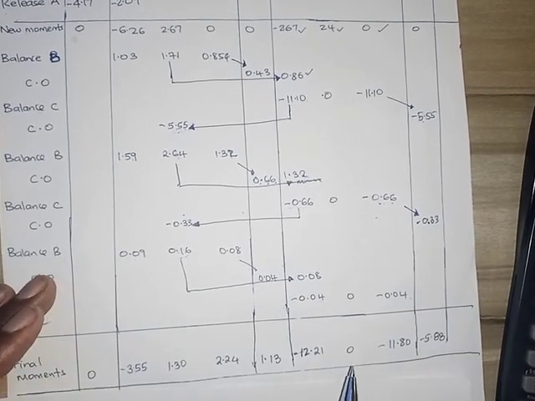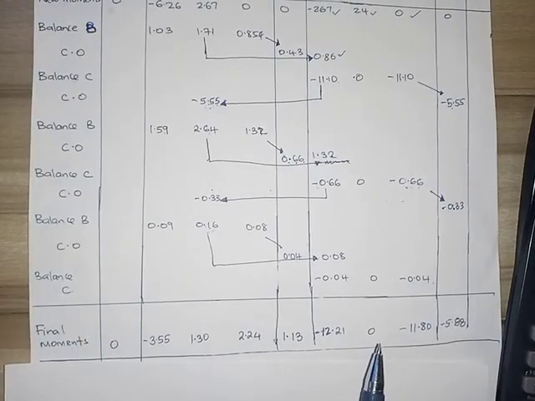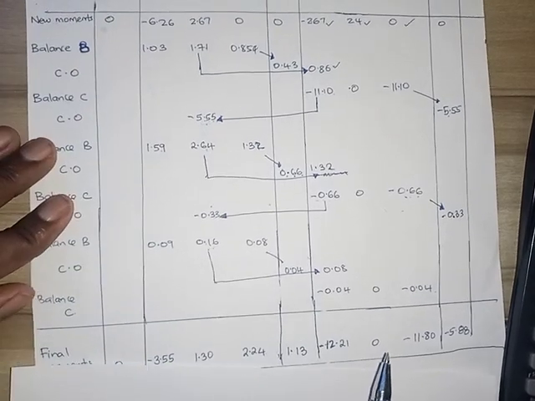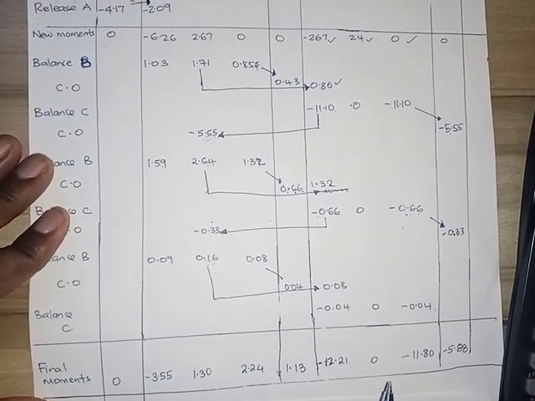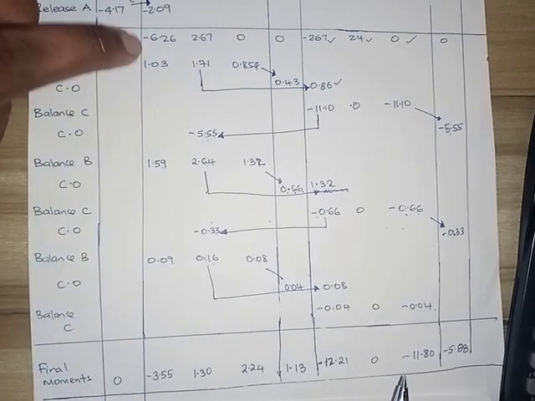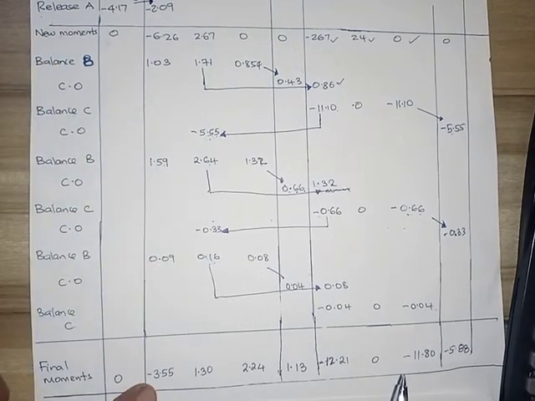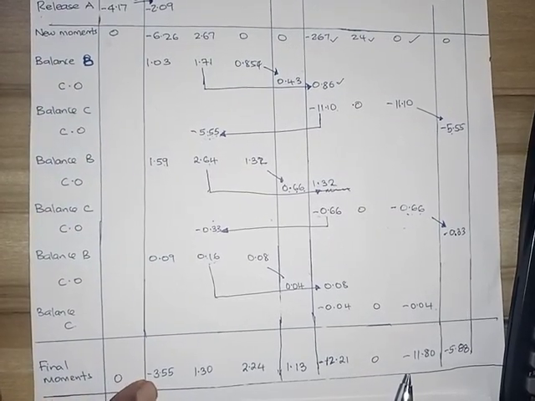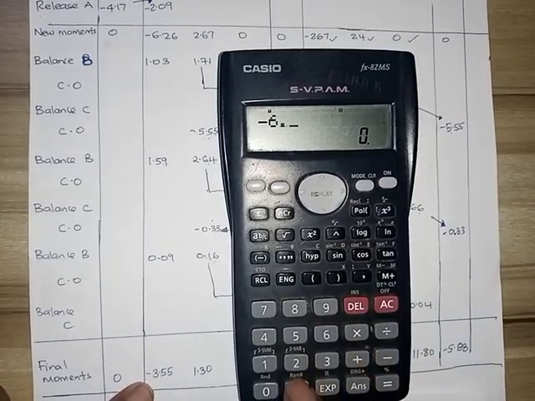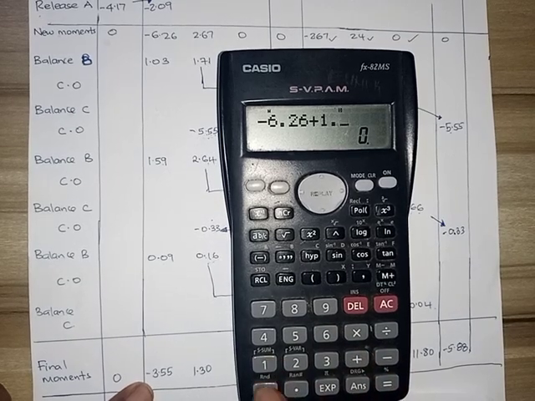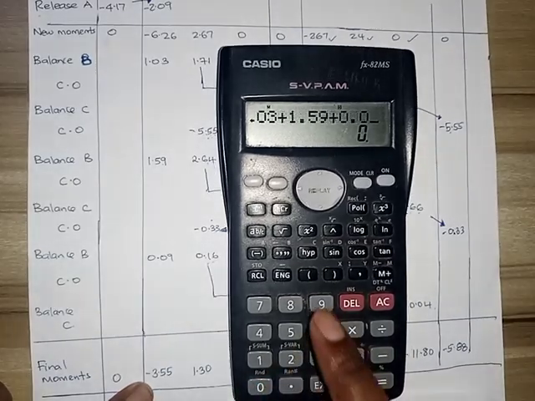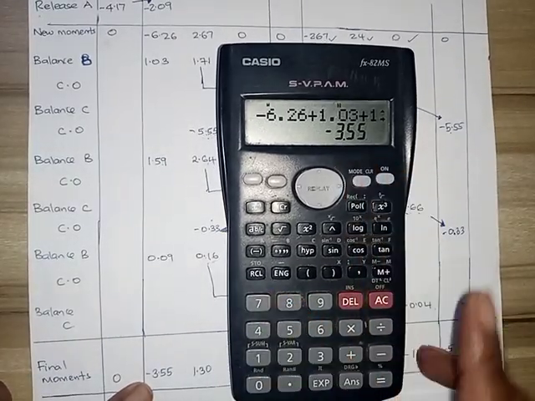And now to get the final moments is basically an addition. So this one is already 0. It's a pin support. So the next thing, when you add all these values, negative 6.26 plus this plus this plus this, and if your math is correct, you should get negative 3.55. So let me do that quickly. Negative 6.26 plus 1.03 plus 1.59 plus 0.09, and you get negative 3.55.